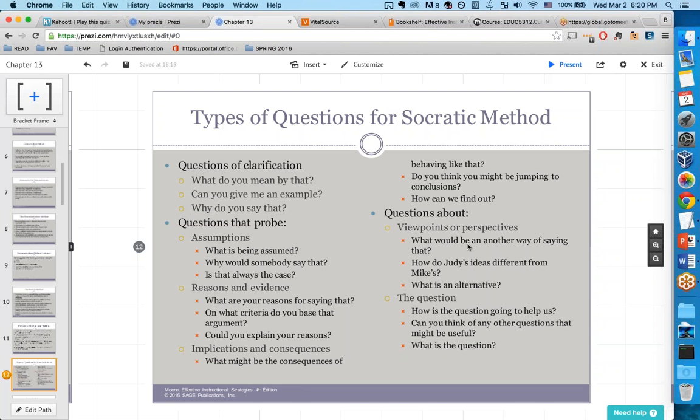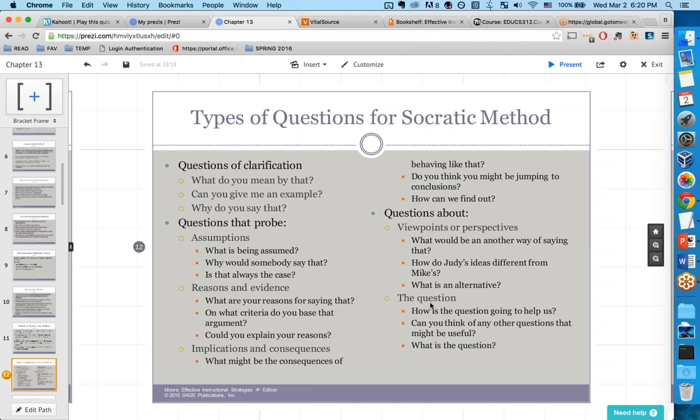And there are questions about viewpoints or perspectives. What would be another way of saying that? How do Judy's ideas differ from Mike's? So you compare the viewpoints and perspectives. What is an alternative to this topic, to this question, to this solution?